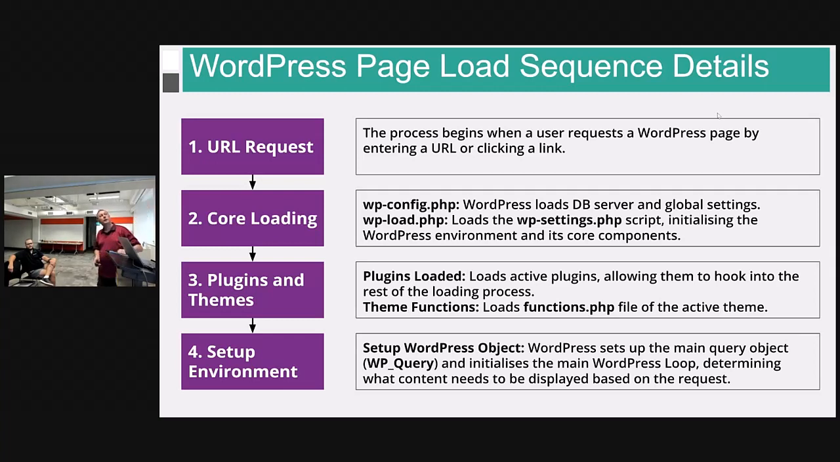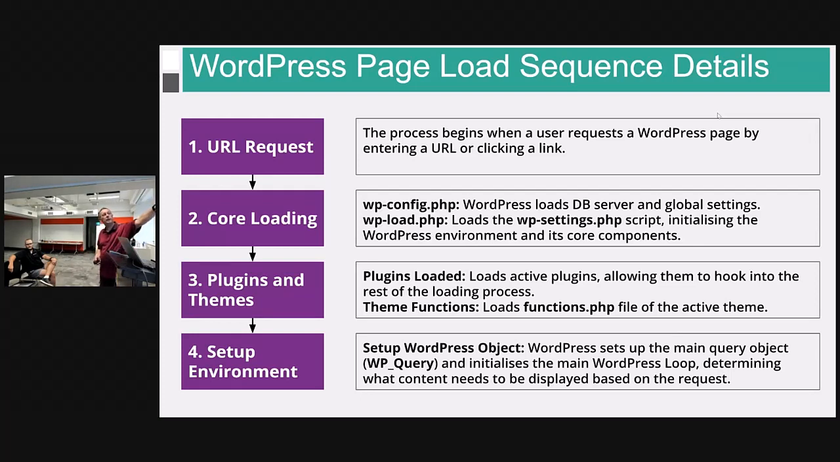Core loading. So it loads into the wp-config.php. That's the first file it loads in. Well, apart from index, but that's the first one it loads in. And that then gives you access to the database server and global settings. Then it loads in wp-load.php, which then loads in the wp-settings.php scripts, and that starts installing WordPress, loading up all the libraries from WP includes, and really kind of getting the WordPress app up and running.